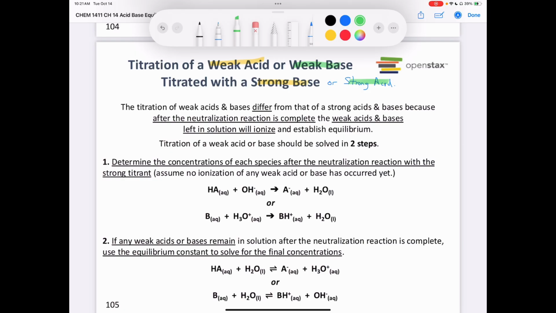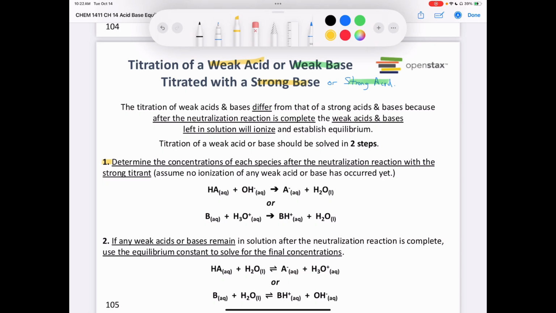So the way that the titration of a weak acid and base differs from that of a strong acid or base is because after the neutralization is complete, if you're left over with some of the weak acid or base, those are going to ionize, and you're going to have to make an ice table for those weak acids and bases present. So what we're going to do is, number one, determine the concentrations of each species after the neutralization reaction with the strong titrant is done. So assume no ionization of any weak acid or base has occurred yet.